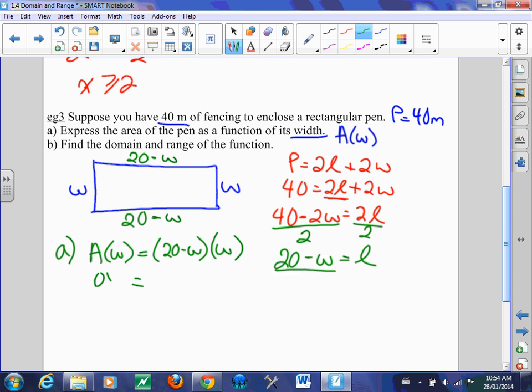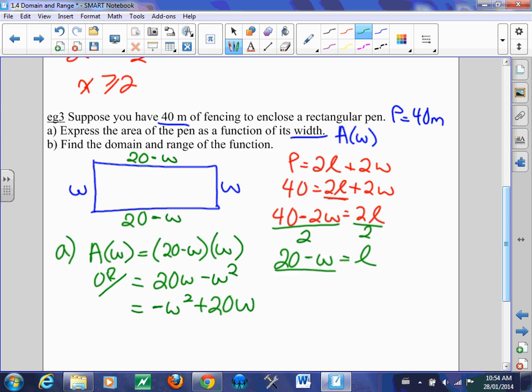Or, ladies and gentlemen, you could use distributive law and have 20W minus W squared, but I would expect you to put your highest order first. Okay, so I would accept either answer like that.